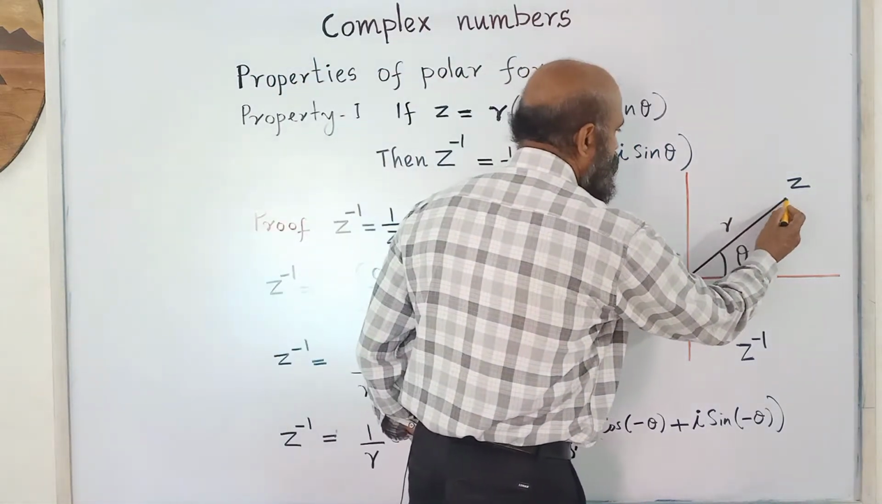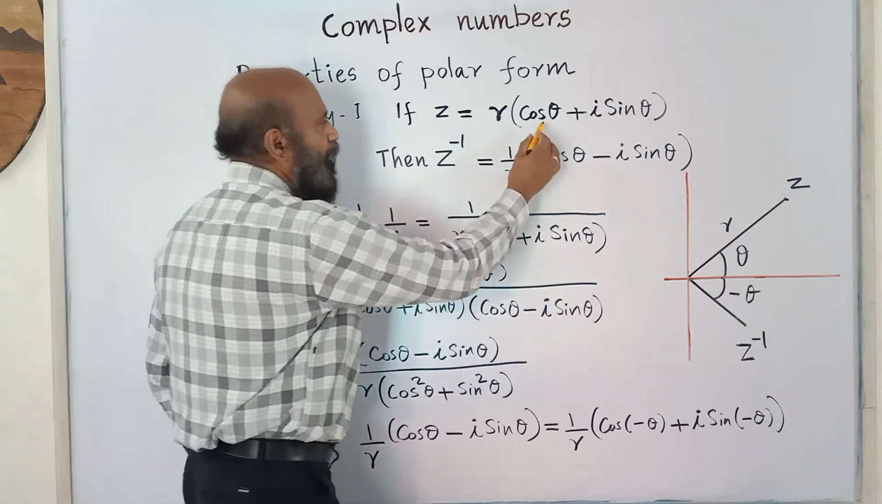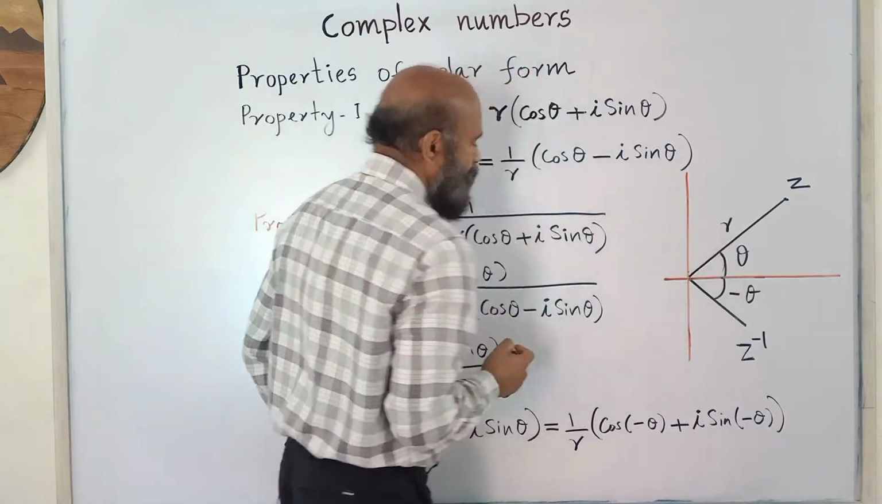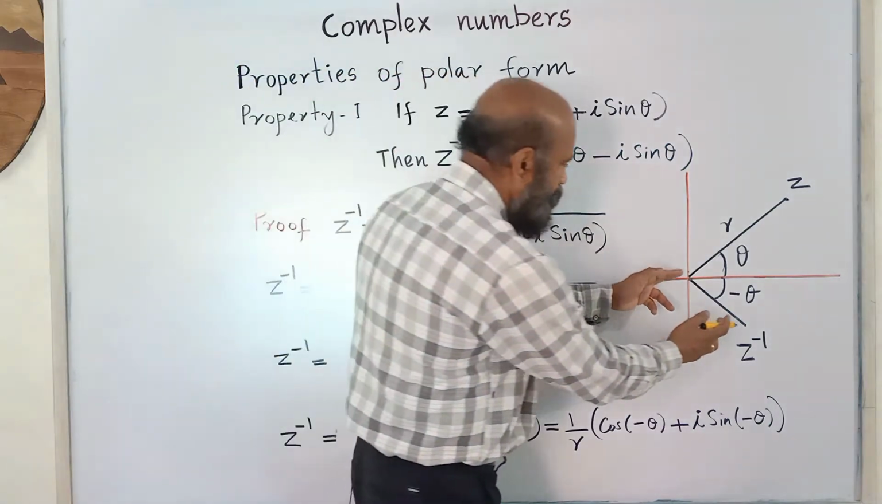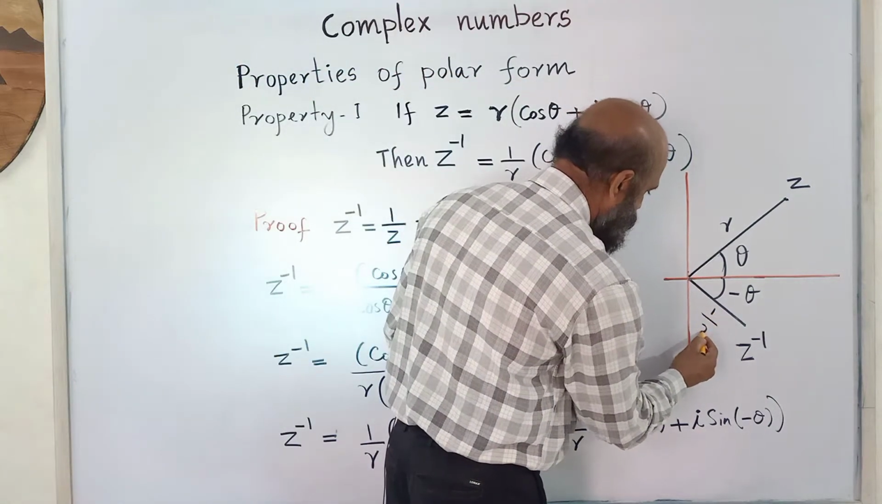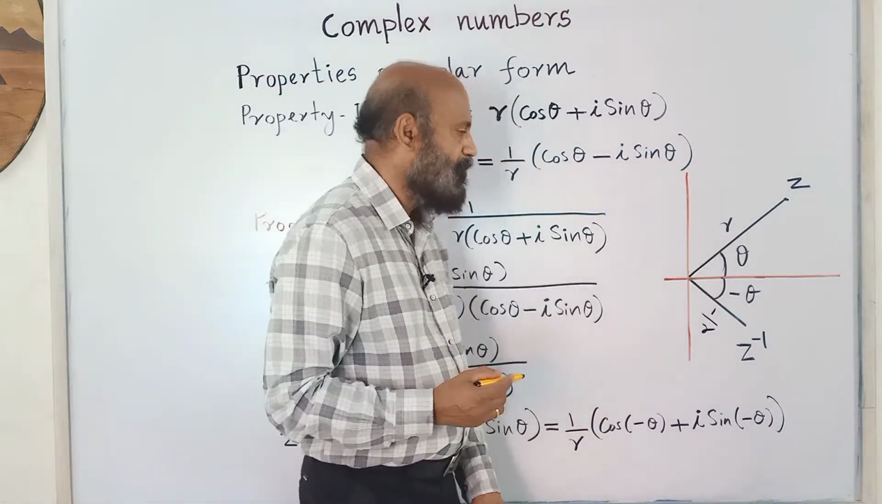This point represents z. Its modulus is r. Its argument is theta. For z raised to minus 1, the modulus is 1 by r. Its argument is minus theta.